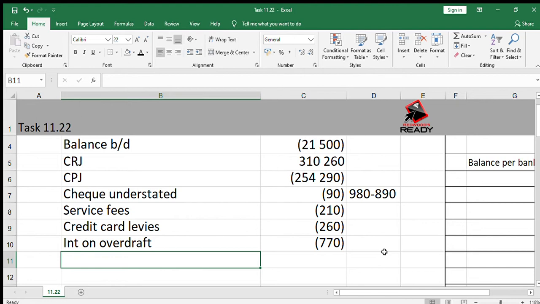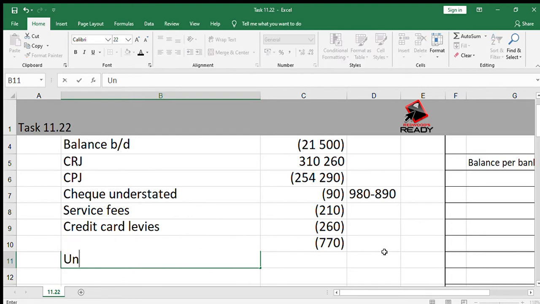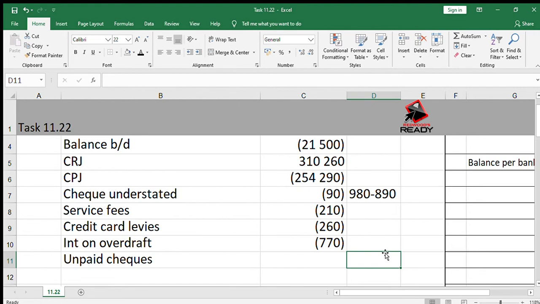Okay, then we have unpaid or RG checks of 2,800. Now remember unpaid checks go into the CPJ. So in our calculation, we're going to put it in brackets.